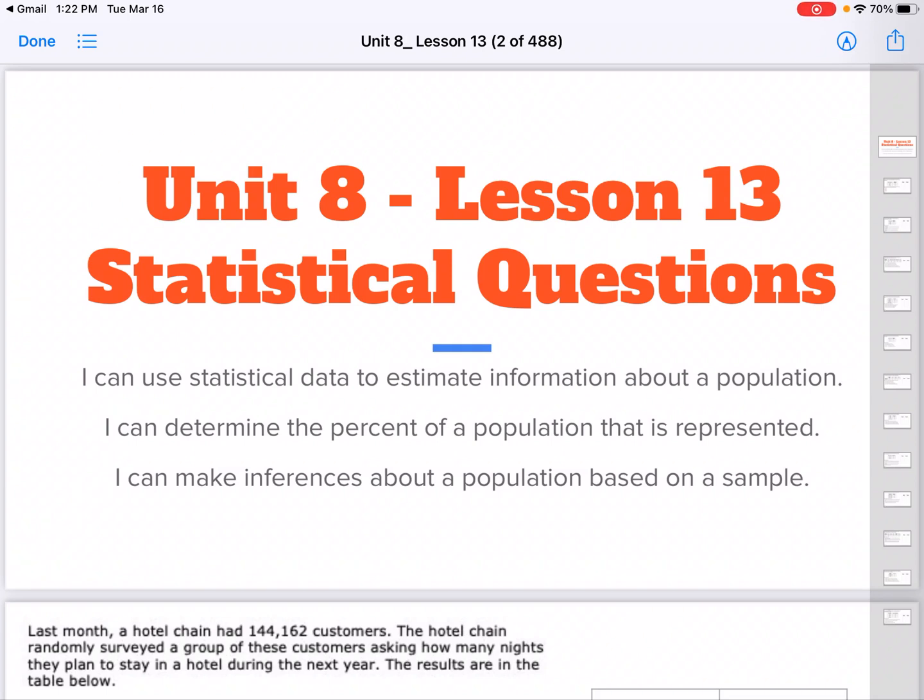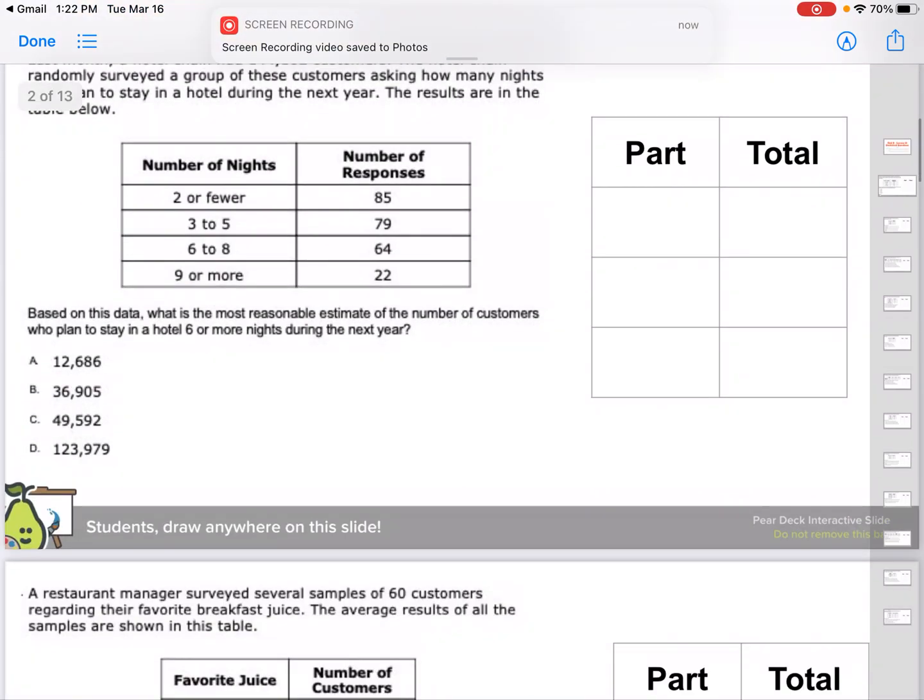Hi guys, Unit 8, Lesson 13, Statistical Questions. So I am using statistical data to estimate information about a population. I can determine the percent of a population that's represented, and I can make inferences about a population based on the sample. So we're kind of going to be using the same strategies as we do with percents and ratios, and that's going to kind of help us out through this.